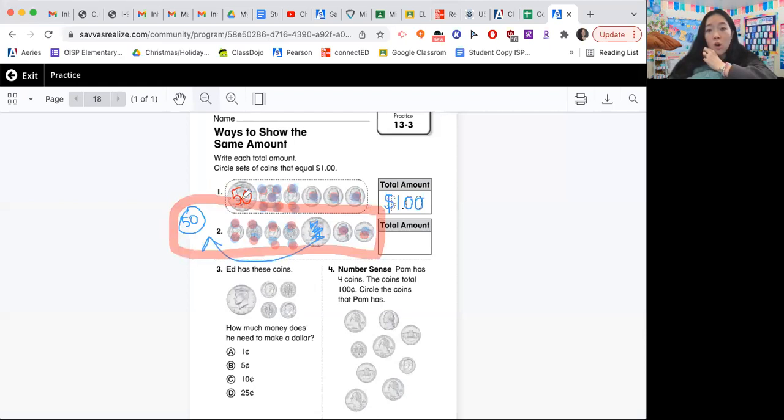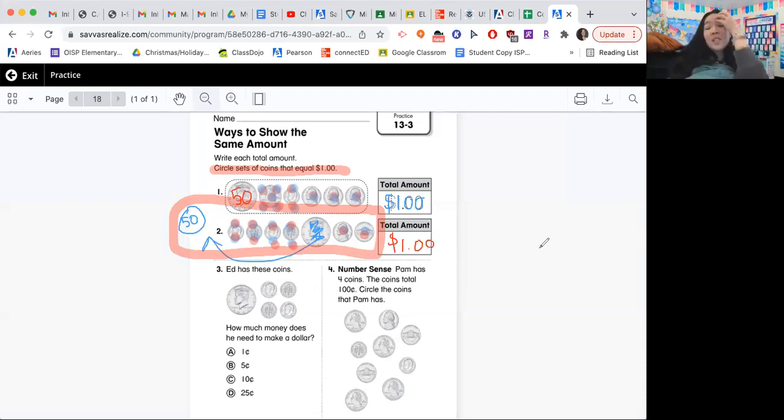So you're going to circle all of them, because it says to circle sets of coins that equal $1. This is 50 cents, this is 40 cents, and this is 10 cents. 50 plus 40 equals 90, plus 10 equals $1. So here I'm going to write $1.00.